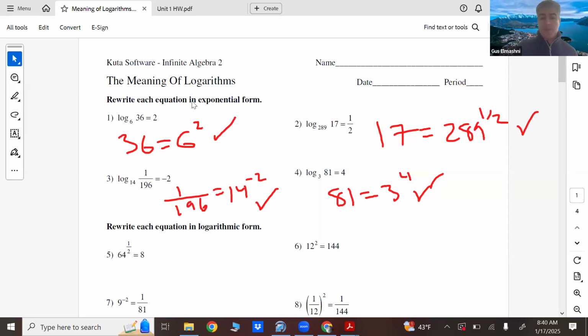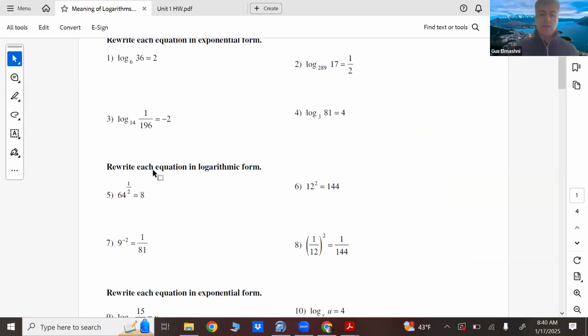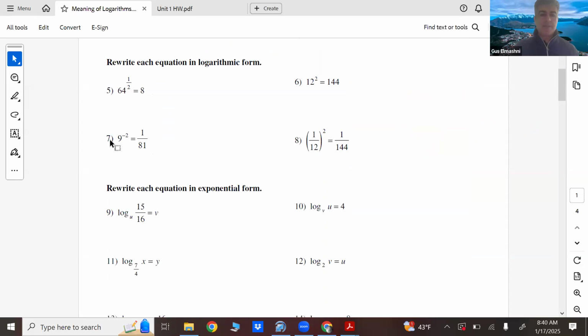Rewrite from exponential to logarithmic. So go back the other way. All right, if we go back the other way, here's what happens. What's your base for number 5? 64. So you can do log base 64, and you swap the 1/2 and the 8.